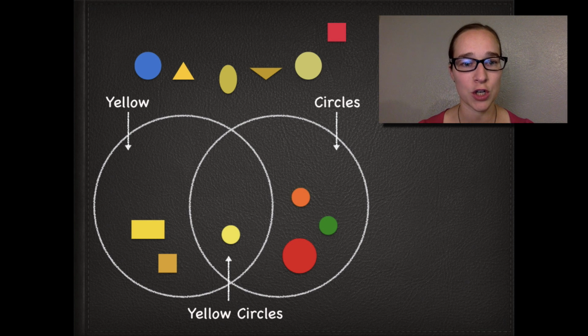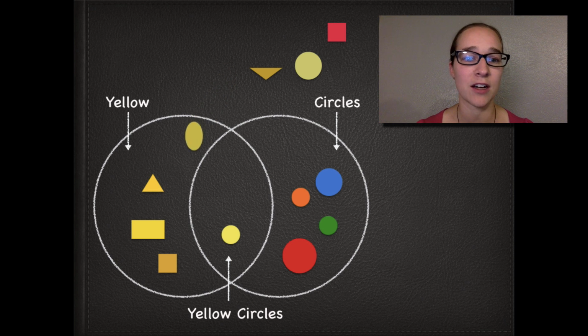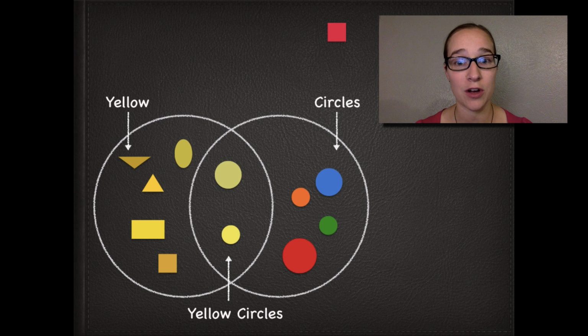We have a blue circle. So that's going to go on our circles side. Now we have a yellow triangle. It's not a circle, so it can't go in our circles circle. But it is yellow, so it's going to go in our yellow shapes side. We have a yellow oval. It's going to come over here on our yellow side. A yellow triangle is going to come over here on our yellow side. And finally, we have another yellow circle. That is both yellow and a circle. So it needs to go in the middle where they overlap, where our yellow circles go.